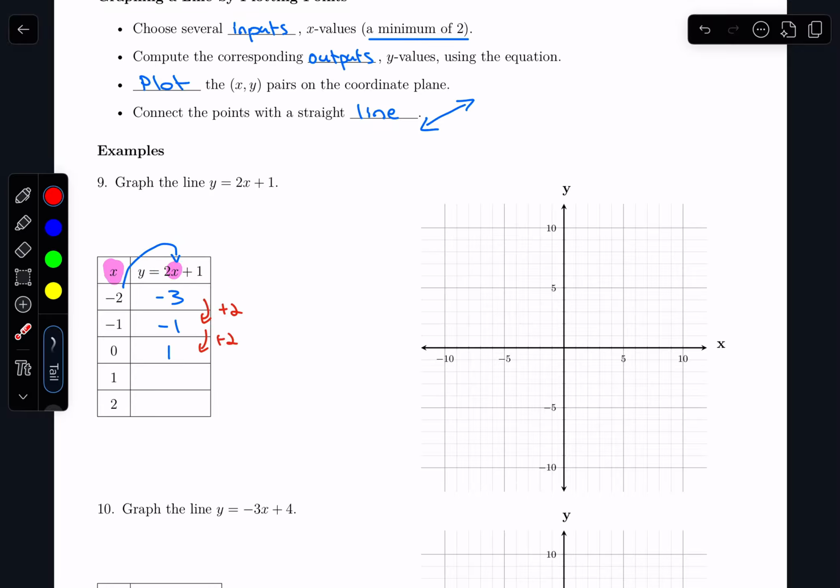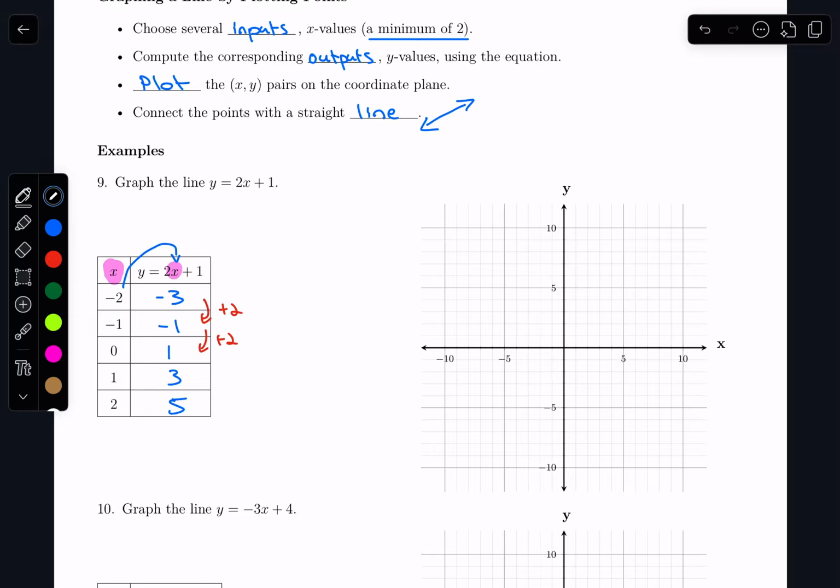And we call that slope, which we will talk more about in a future lesson. But just know that our common difference and the slope of the line are the same thing. So to get the other 2 y values, I don't actually need to plug in 1 and 2 for x. I can just use my common difference to keep going here. So to go from 1 to the next value, I just add 2, and that's going to give me 3 here. And then if I add 2 again, I'll get 5.